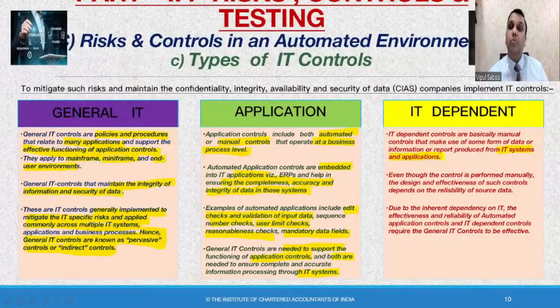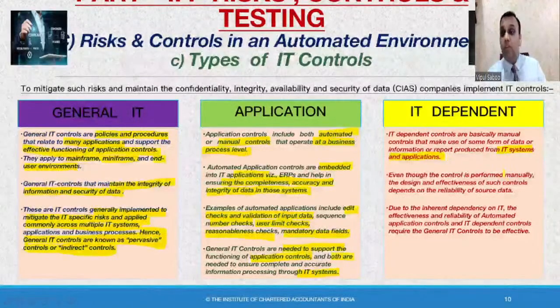And these are basically manual controls. I'll ask one of my employees, please check this balance sheet as I have extracted from the software, whether it matches with the trial balance given to us by the client. So IT dependent controls are usually manual controls where we are using the system to get to some conclusions, to some decisions, and we need to check the accuracy of information given by that system. Even though the control is performed manually, the design and effectiveness of such controls depends upon the reliability of source data. The trial balance in my example.